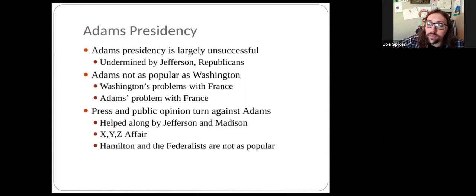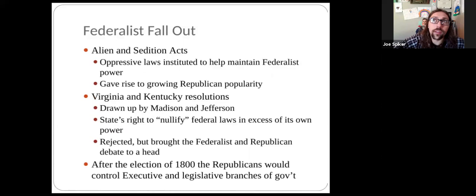Adams passes the Alien and Sedition Acts to curtail opposition to him, to prevent the press and various people in the country from speaking out or challenging him and the Federalists. At this point, the Democratic Republicans are growing in popularity, and oppressive laws from a newly powerful central government become a really easy target for the Democratic Republicans. They accuse them of being basically the same as the British, all of these things, right?